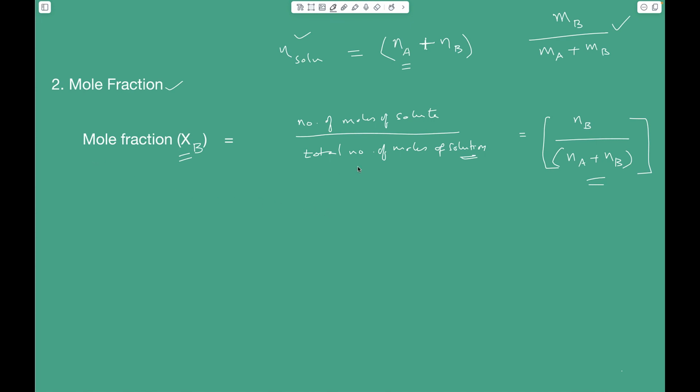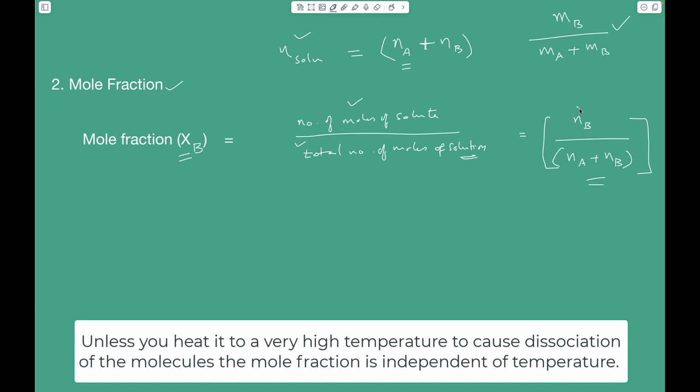Remember, mole fraction is a ratio between number of moles. So it is a dimensionless quantity. Mole fraction is just a number without any units. Also remember that number of moles of a substance do not change with temperature and pressure. It is independent of temperature and pressure. Therefore, the ratio of number of moles is also independent of temperature and pressure. So the mole fraction of a component in a given solution is independent of temperature and pressure. It is the same at all temperatures and pressures.